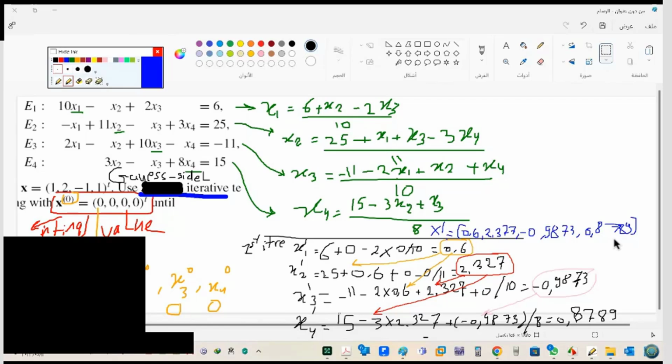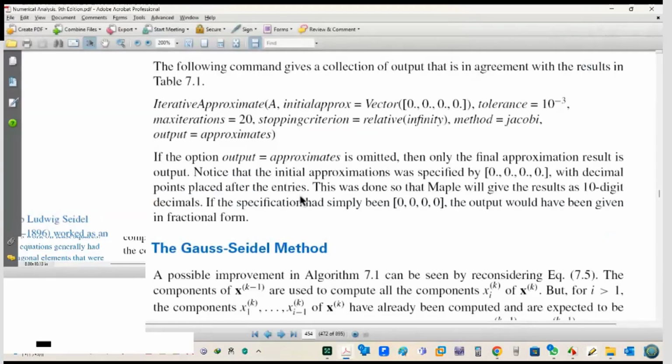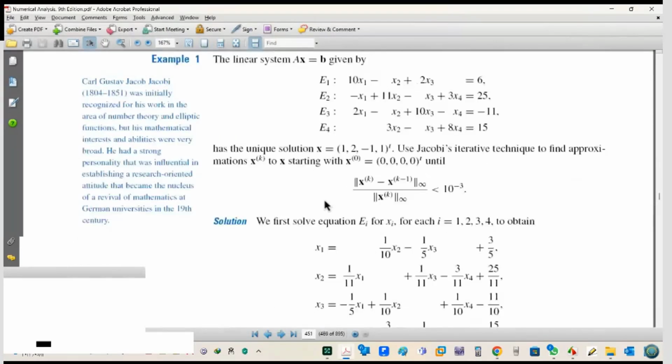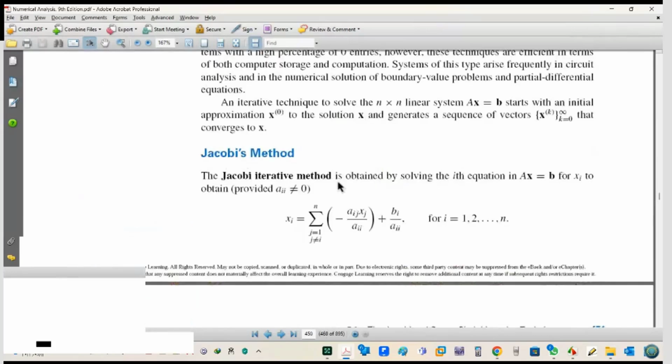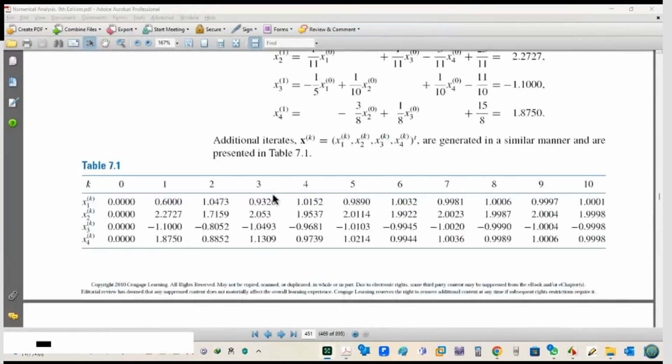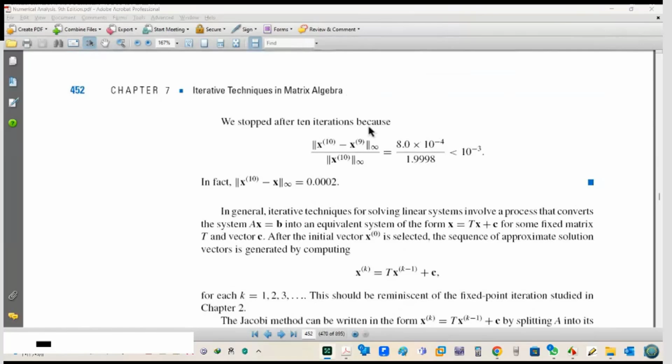Okay, let's go to your book and see what is inside your book about this method. We started with the same example. See, in your book here, they write the formula, the Jacobi method. And they solve this example, like our example. The answer is 1, 1, 1, 1. But how many iterations did we take? It takes up to 10 iterations to get near the exact result. We stopped after an iteration because of the error, 10 to the power minus 3.